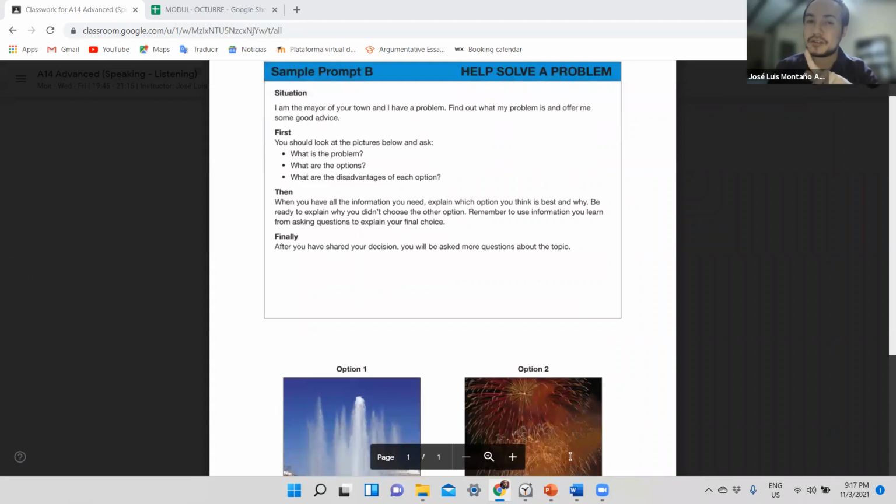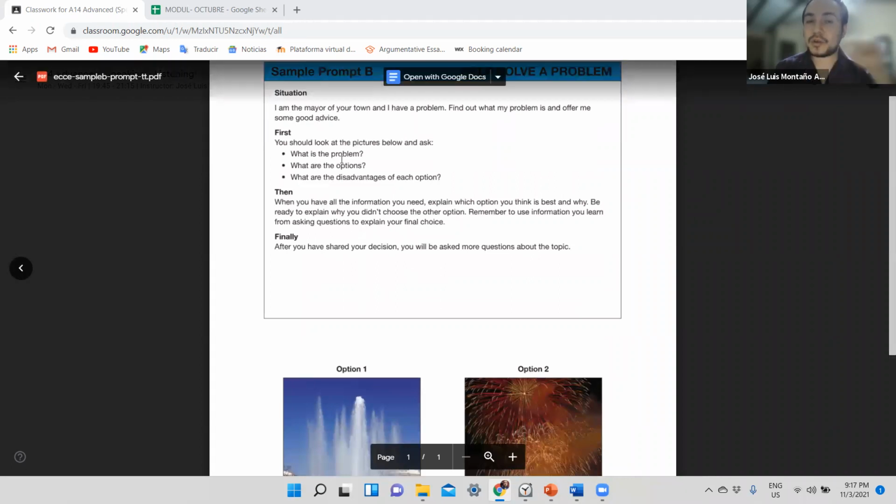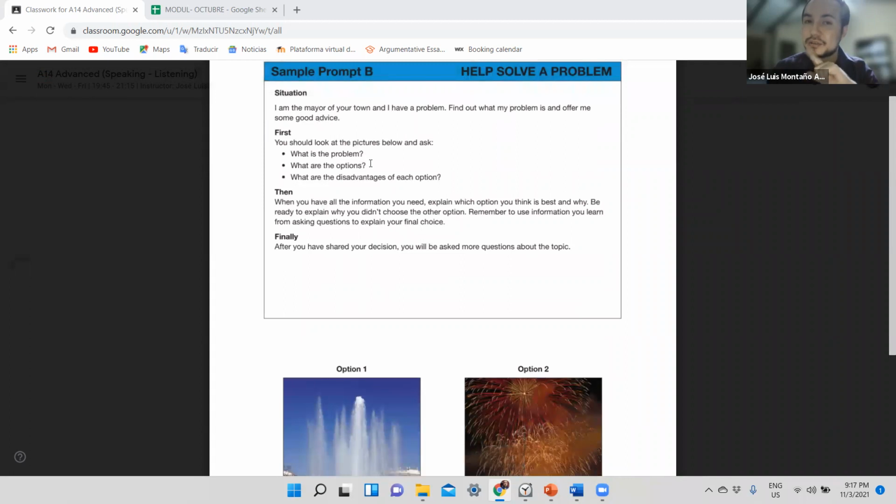Remember, first, restate these questions. What is the problem? Restate that question in a different order, with a different structure. What are the options? Restate and reformulate that question. What are the disadvantages of each option? Restate that one too. The first 10 seconds, then 25: 20 for the first part, and 5 for the last part. That's it.